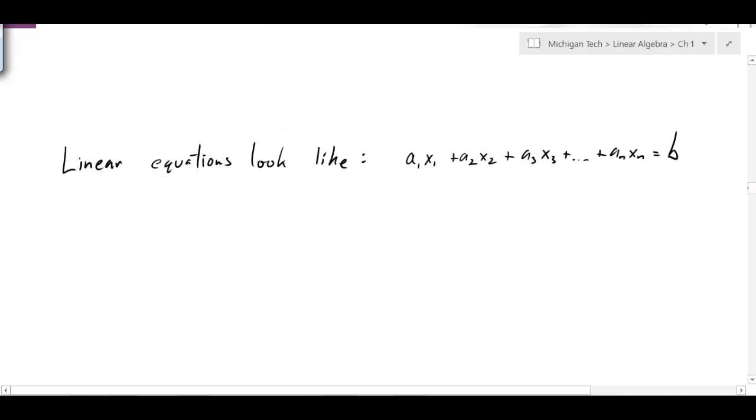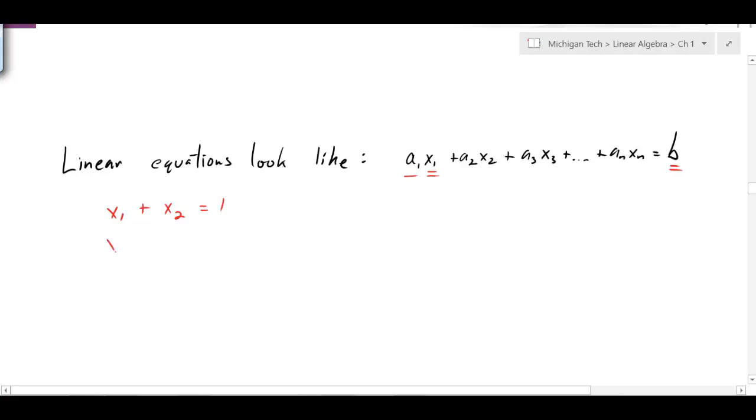So last time we talked about what a linear equation is. We said it was an equation that looked like this, where we had some coefficients, some variables, and this little piece on the right-hand side. As an example, we looked at an equation that looked like this: x1 plus 1 times x2 is equal to 1. That was an example of a linear equation.